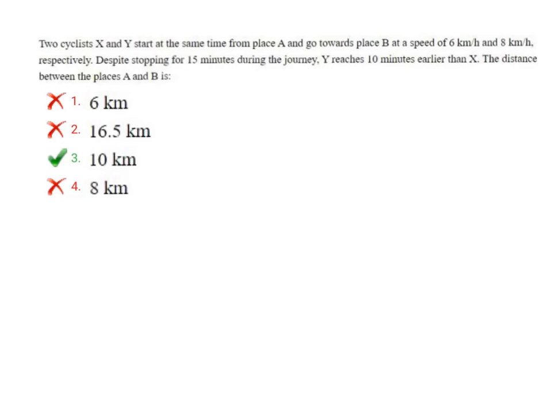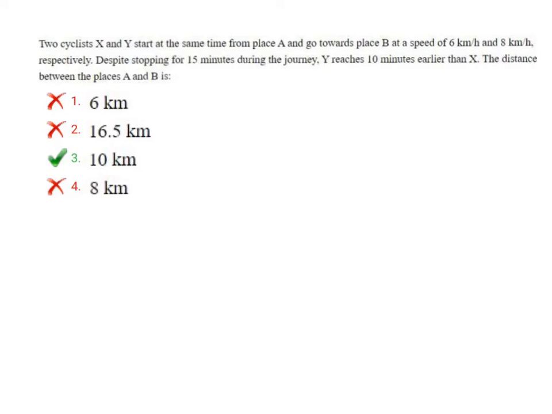Now, two cyclists X and Y start at the same time from the same place and go towards place B at a speed of 6 km per hour and 8 km per hour respectively. Despite stopping for 15 minutes during the journey, Y reaches 10 minutes earlier. So it already stopped for 15 minutes and then reached 10 minutes early, which means if it did not stop, Y would have reached 15 plus 10, 25 minutes earlier than X.